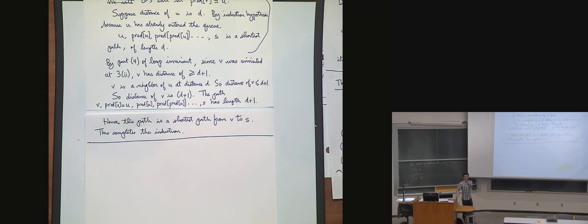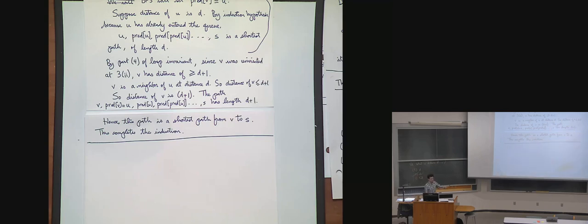Someone had their hand up here. How are you proving? Is it because the predecessor of V is equal to U? Is that how we know it's the shortest path? We know it's the shortest path because you know that the distance is d plus 1, and you know that because of a combination of two parts. By part 4 of the loop invariant, it was unvisited, so its distance was more than d plus 1. It's a neighbor of something at distance d, so its distance is at most d plus 1. Those two together mean the distance has to be d plus 1. So any path of length d plus 1 is a shortest path, and this happens to be one such path.